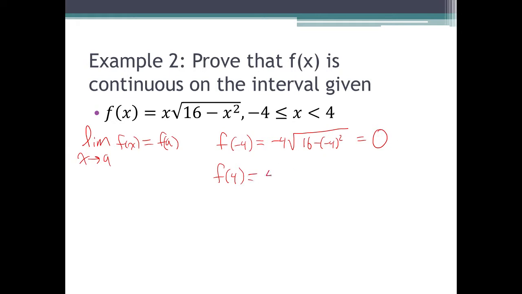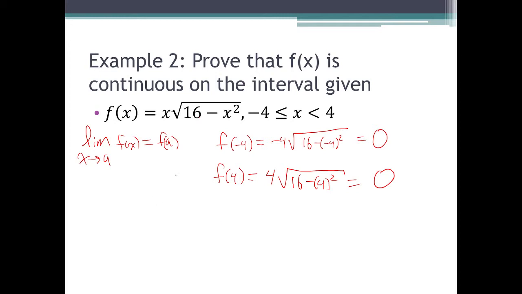At x equals 4, we get effectively the same situation. So this is still going to be 0. So this is great. At the upper and lower limits, my function does exist. So we now know that the limit exists as x goes to negative 4, and the limit exists as x goes to 4. Proving every single number between negative 4 and 4 makes the function exist is actually not that difficult.